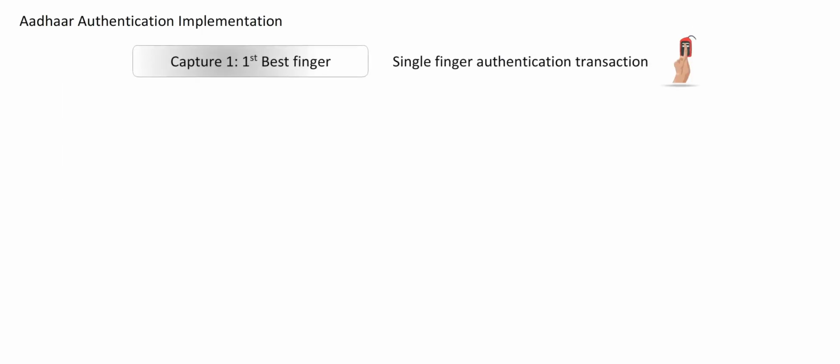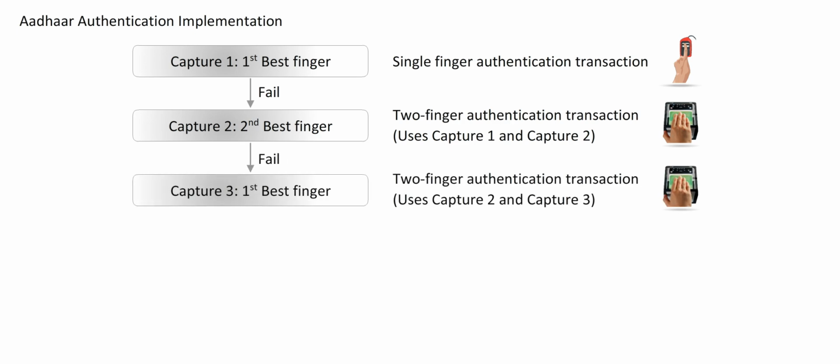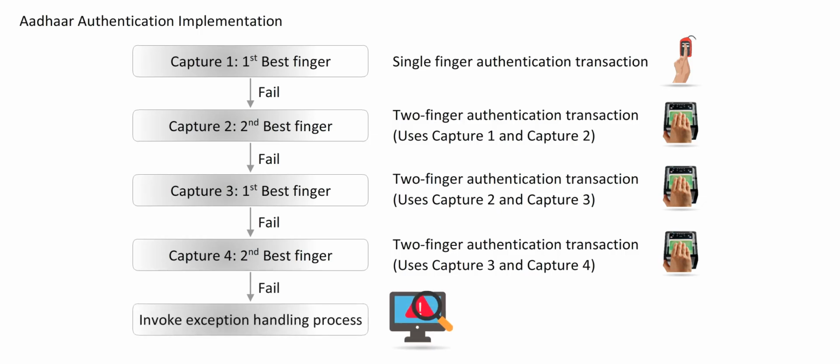A sample capture flow process is indicated below. Capture 1. First best finger, single finger authentication transaction. If failed, capture 2. Second best finger, 2-finger authentication transaction using capture 1 and capture 2. If failed, capture 3. First best finger, 2-finger authentication transaction using capture 2 and capture 3. If failed, capture 4. Second best finger, 2-finger authentication transaction using capture 3 and capture 4. If failed, invoke exception handling process.